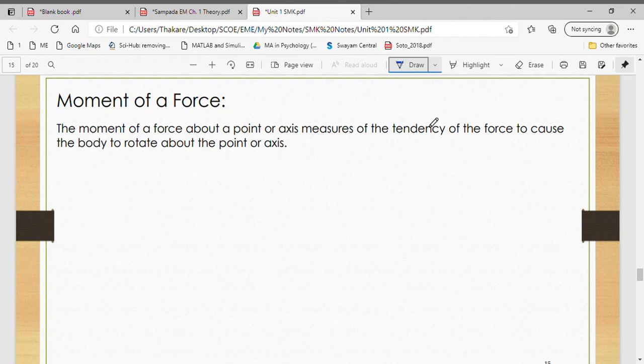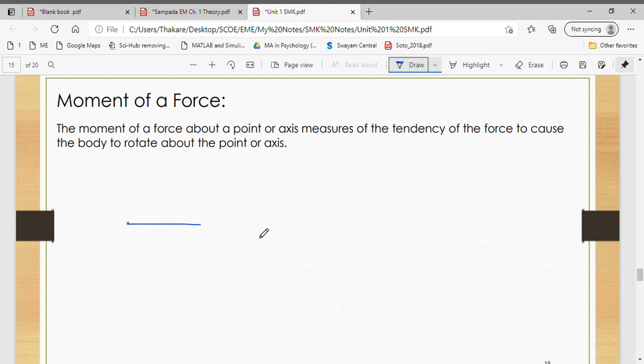Hello all. In this video we will be discussing what is moment of a force and what is the principle of moments. Moment of a force about a point or an axis is a measure of the tendency of the force to cause the body to rotate about that point or axis, right?